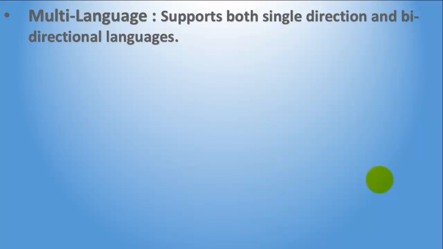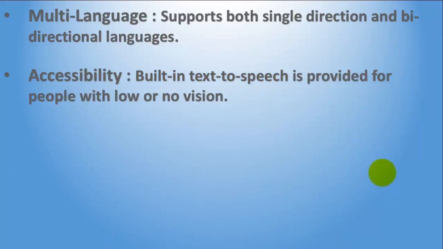The next one would be accessibility. What is accessibility? Android has a built-in text-to-speech converter for people with low or no vision. What is text-to-speech? Android devices can read the text for you, so people with low or no vision can know whatever message has come to their Android phones. Android reads it for them and converts it to speech.